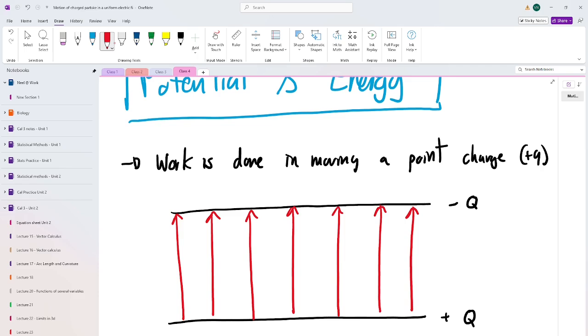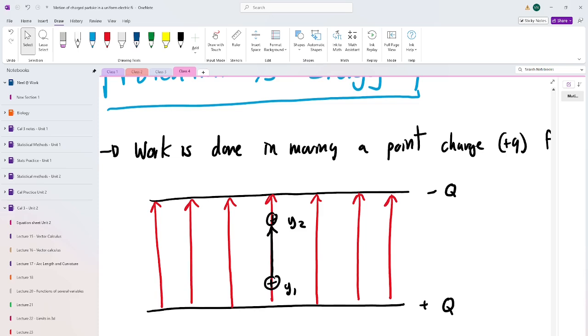And then let's say Y1 is over here. And then Y2 would be, I don't know, somewhere over here. So we have a vertical translation from Y1 to Y2, and we would have a decrease in potential energy.